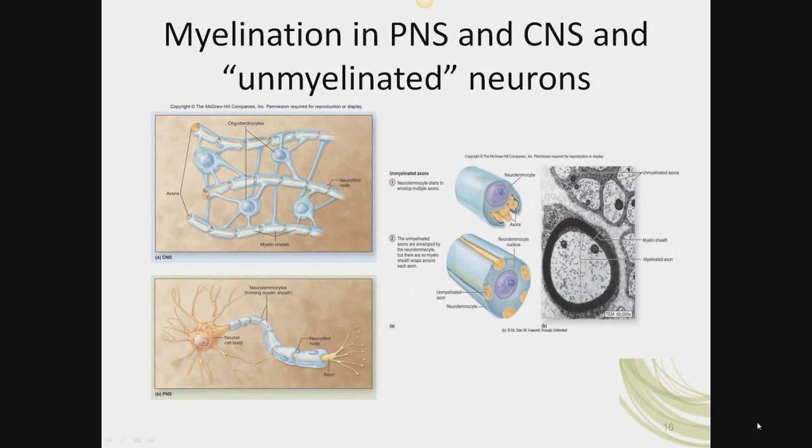Now when it comes to unmyelinated neurons, they still have the neurolemmacyte, they still have that there to kind of help and support the axon. The difference is that it doesn't wrap around the axon over and over and over again. Instead, it's just sort of like the axons are loosely stuck in to the neurolemmacyte cell membrane, as shown here in the right picture.